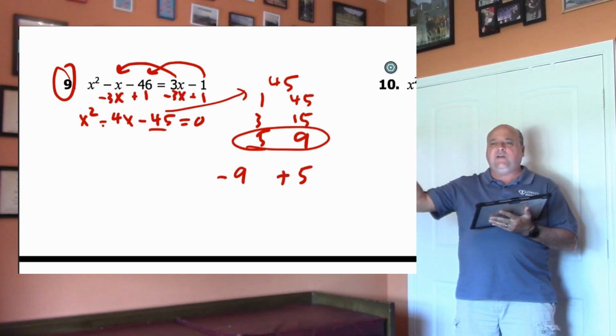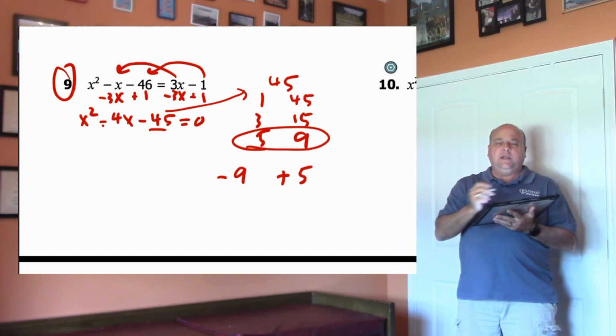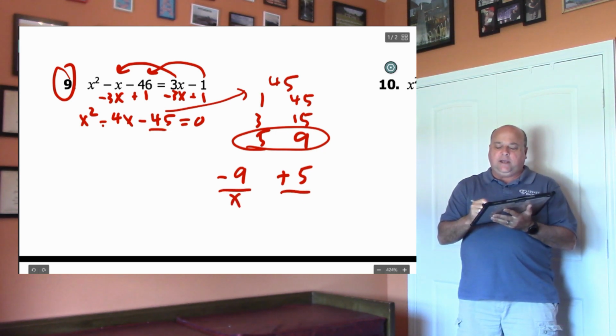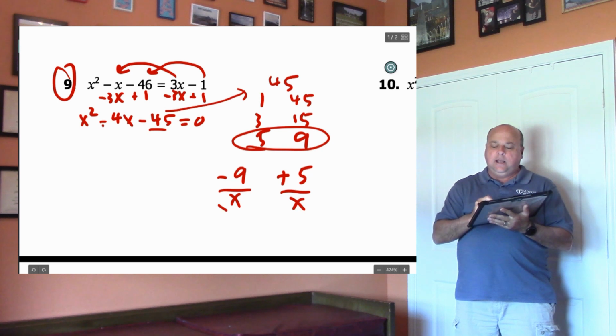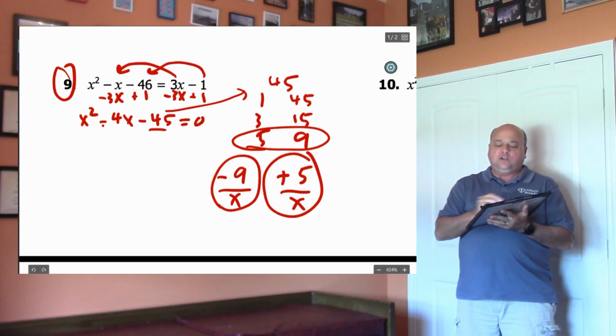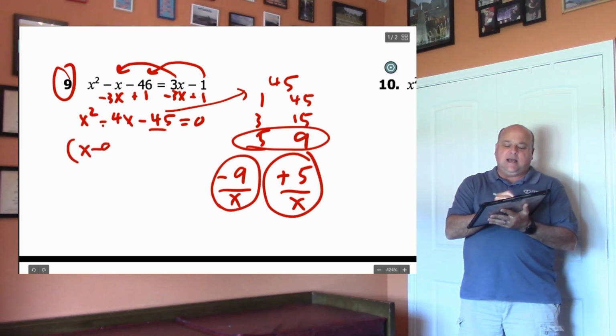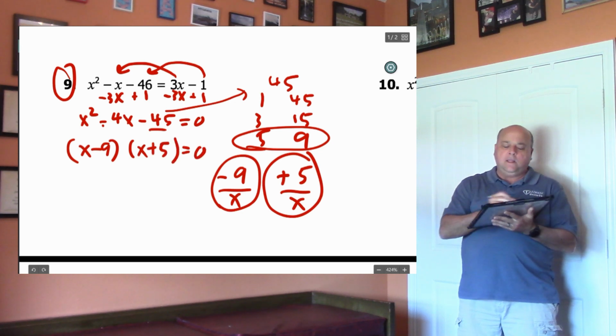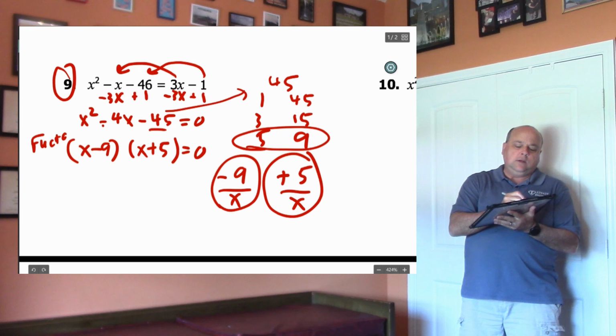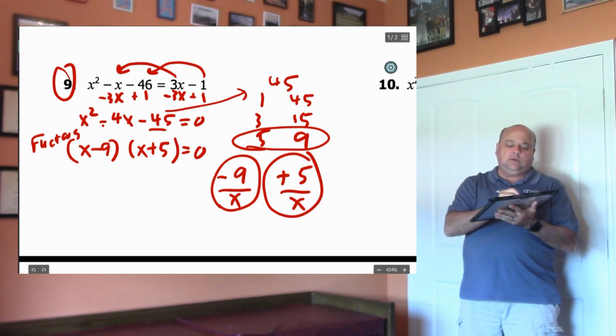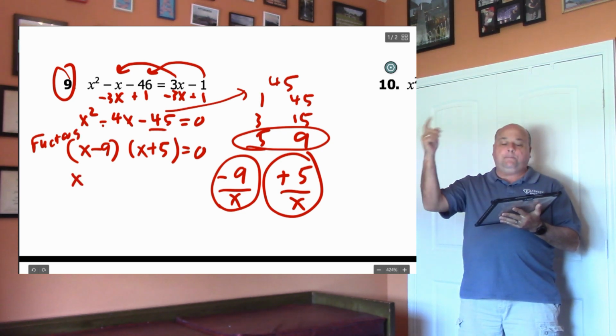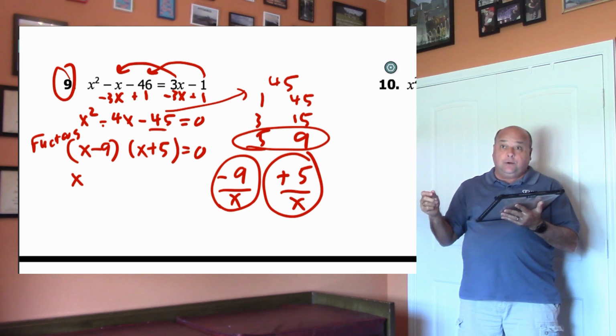Negative 9 plus 5 is going to be a negative 4. The first term is x squared, so x times x is x squared, and these are my factors. So my factors are x minus 9 and x plus 5 equals 0. Now that I'm going to set them equal to 0 and solve, hopefully you know that positive 9 and negative 5 are your zeros, okay?